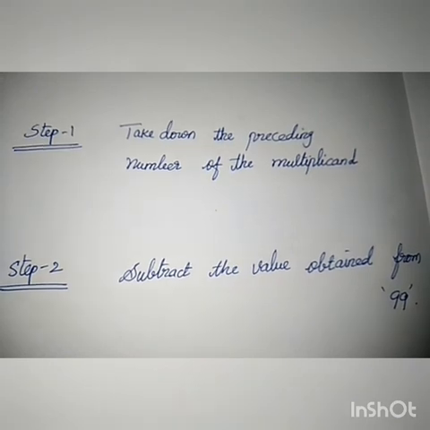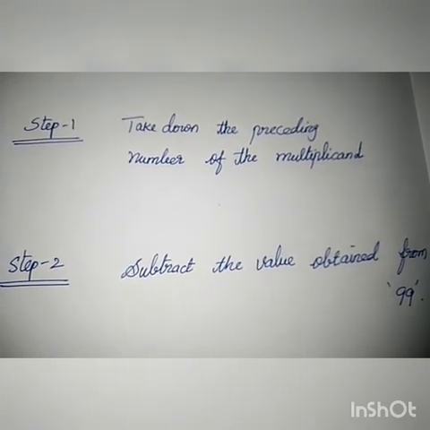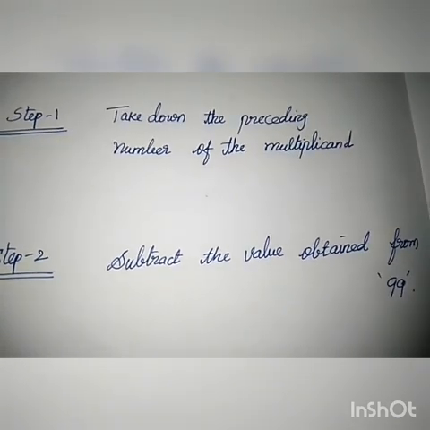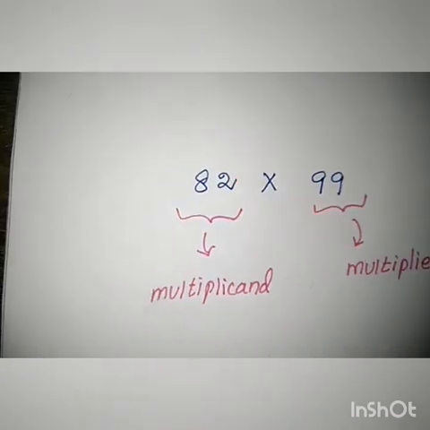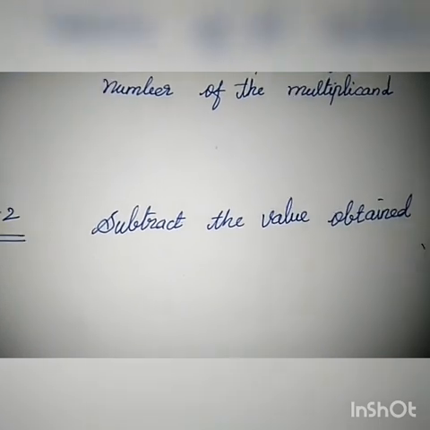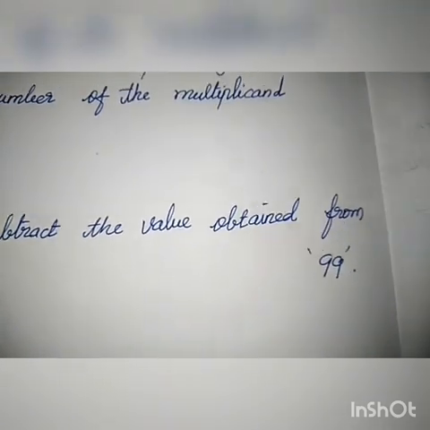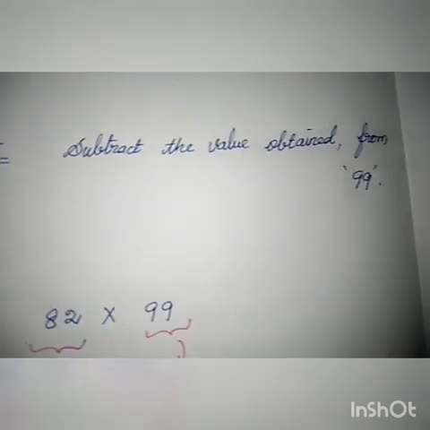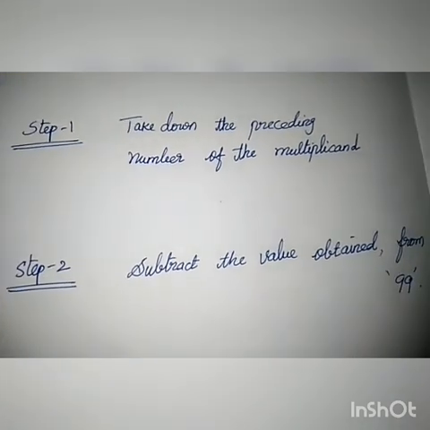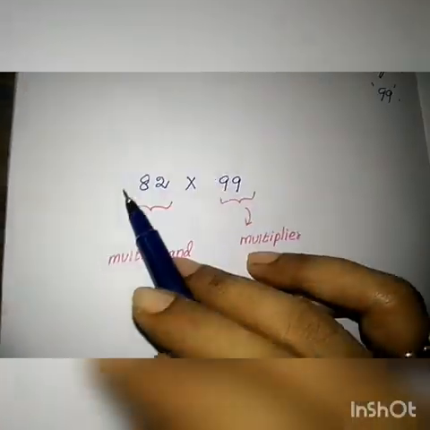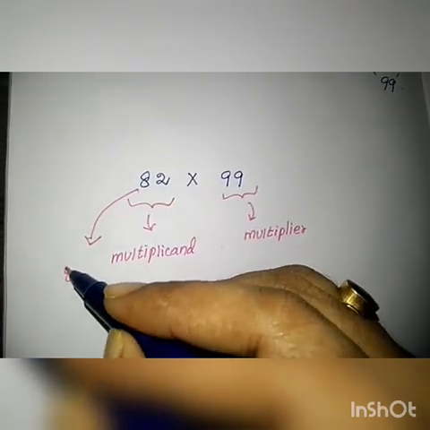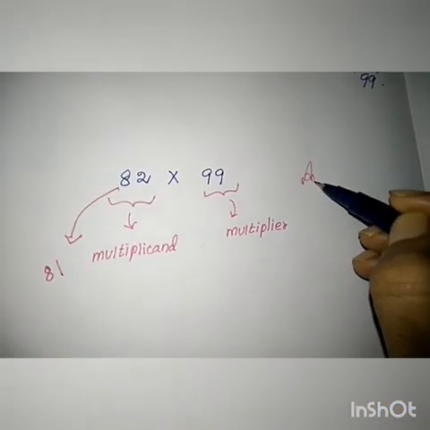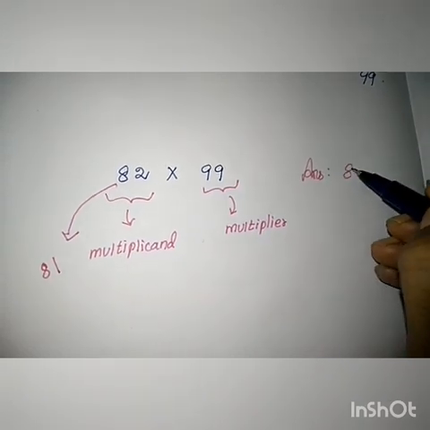Here is the rule. Step 1: take down the preceding number of the multiplicand. Here the multiplicand is 82. Then step 2: subtract the value obtained from 99. Okay, let's see what is the value obtained from here. What is the first step? Take down the preceding number of the multiplicand. Here the multiplicand is 82. So what is the preceding number to 82? Which is simply 81. So for the answer, first you can write down 81.